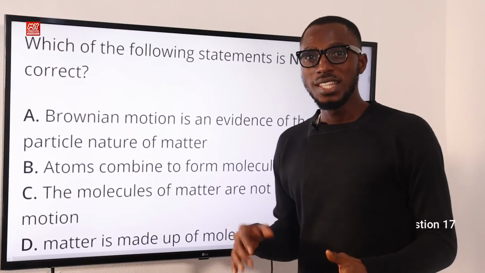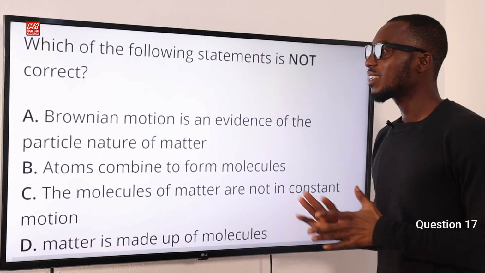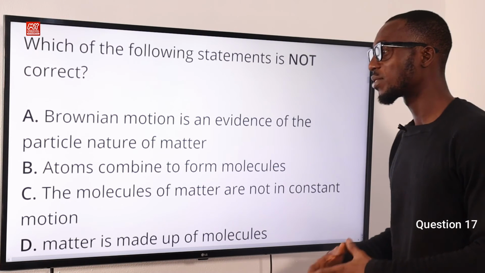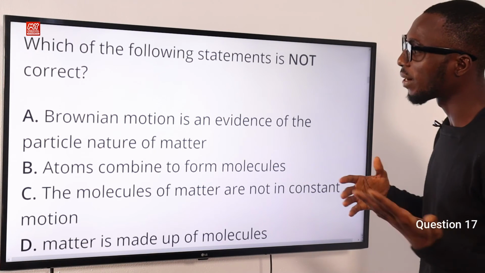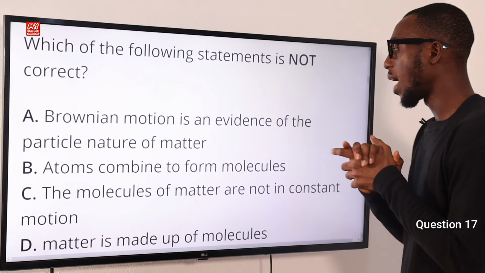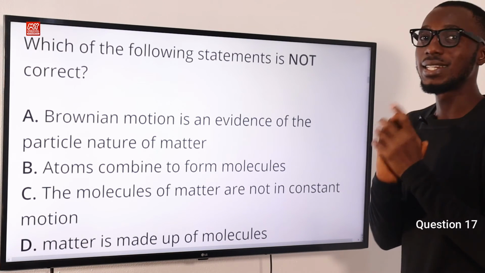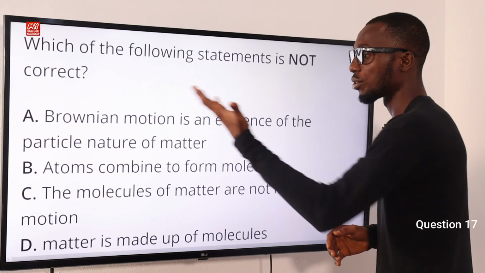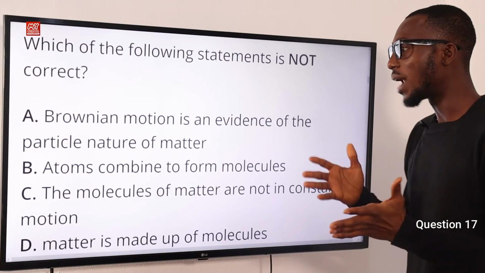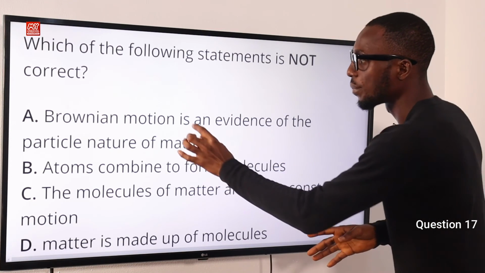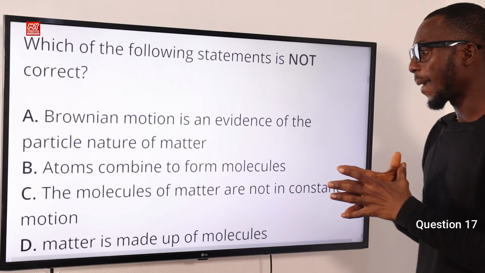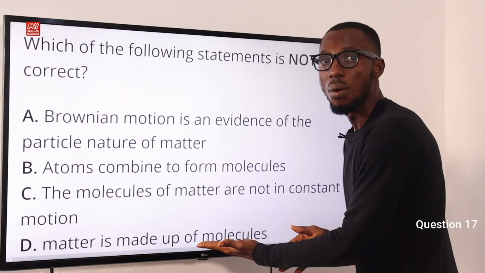Number 17. Which of the following statements is not correct? Statement A: Brownian motion is an evidence of the particle nature of matter. That is very correct. Another thing about Brownian motion is that these tiny particles of matter are also referred to as molecules. The second importance of Brownian motion is that it shows us that these molecules are in constant random motion. So that validates option A, that Brownian motion is evidence of the particle nature of matter, and also that matter is made up of molecules.